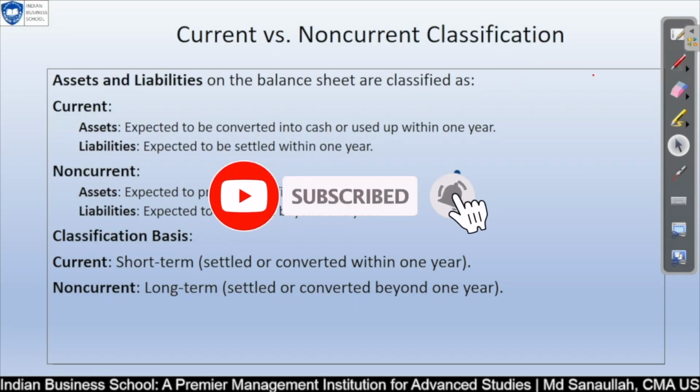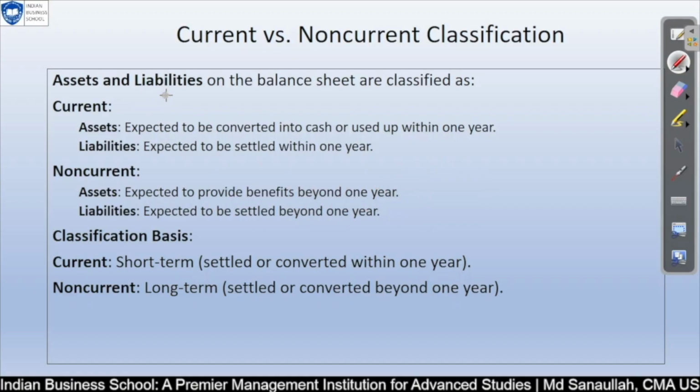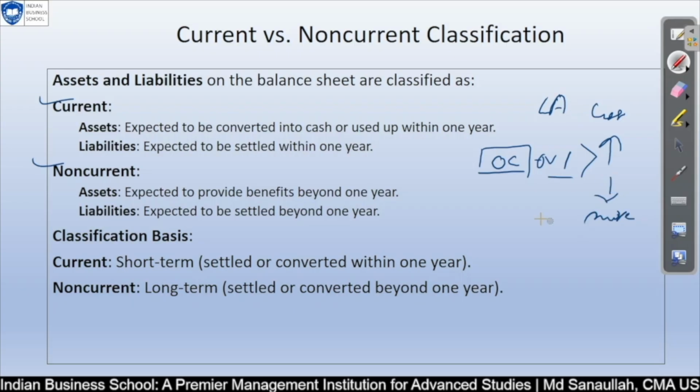Now we need to understand current versus non-current classification. Assets and liabilities on the balance sheet are classified as current or non-current. Non-current assets are more than 1 year or more than one operating cycle. The operating cycle or 1 year, whichever it is. If it is less than that, it will be considered current. If it is more than 1 year or the operating cycle, it will be considered long term.